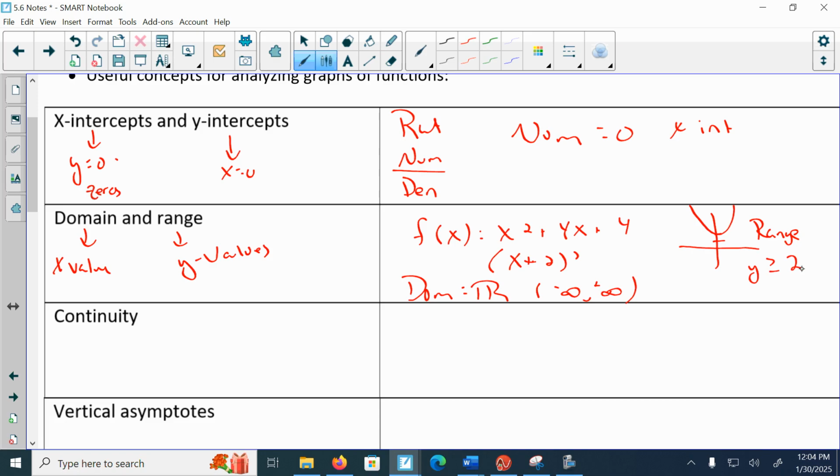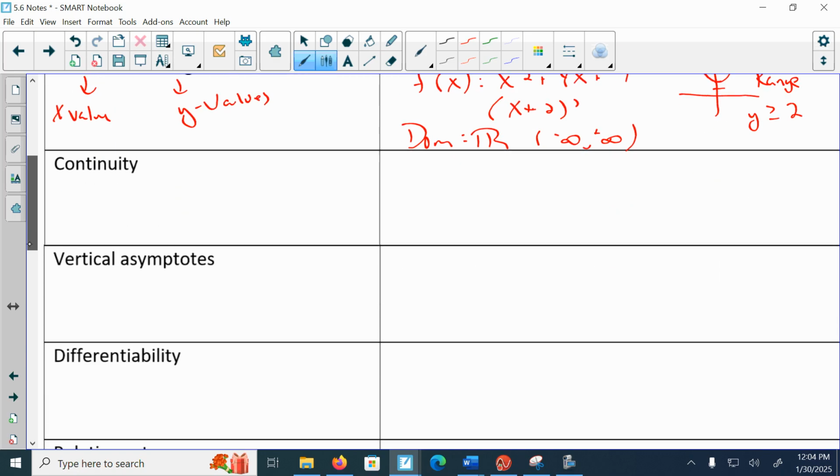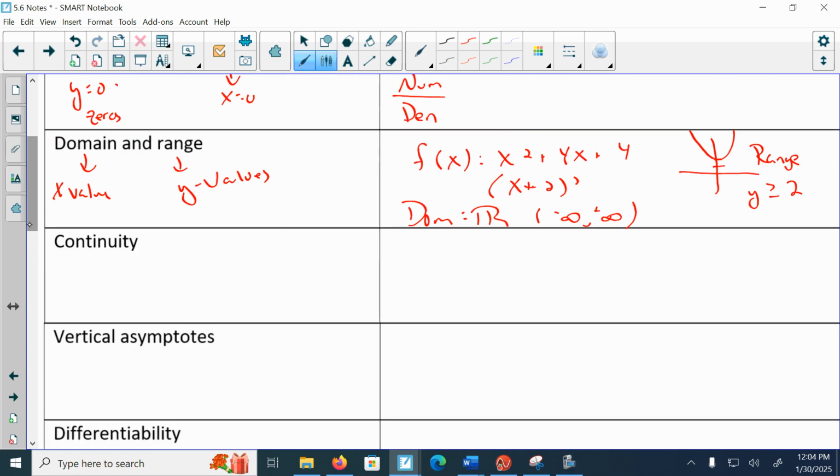If I have a rational function, remember the domain is the values of x. You have to list your restrictions if you have something that x cannot equal. Continuity: remember when the function is continuous. To be continuous, I have no jumps, I have no vertical asymptotes, and I have no restrictions on my domain.